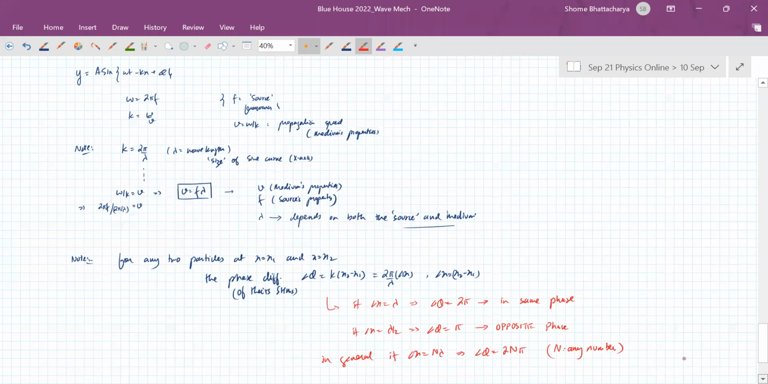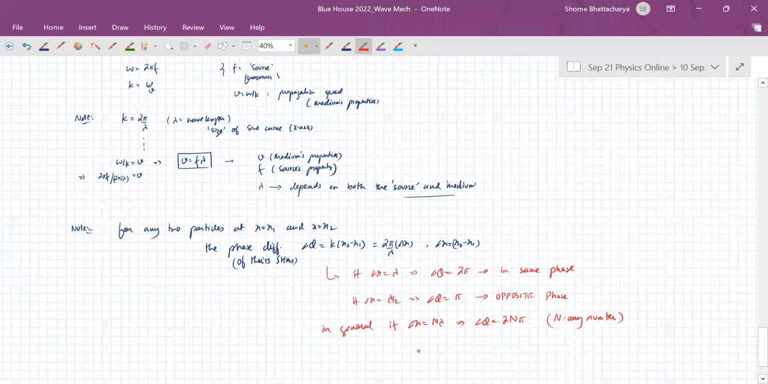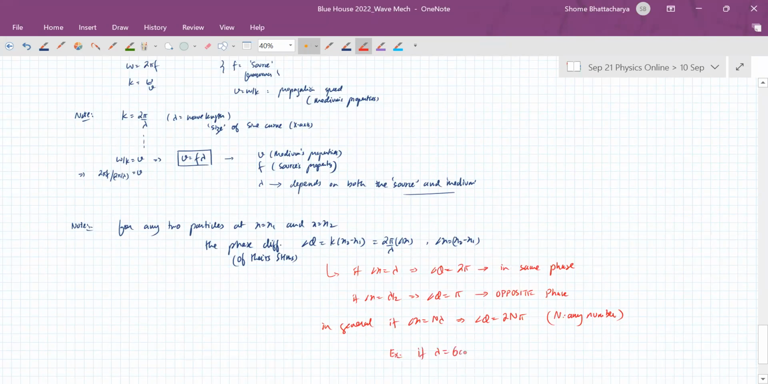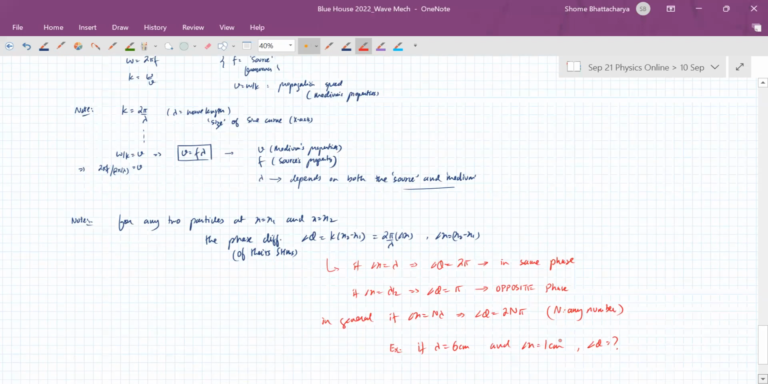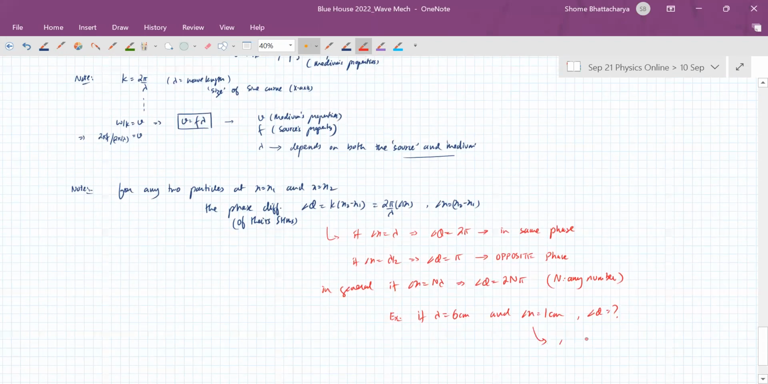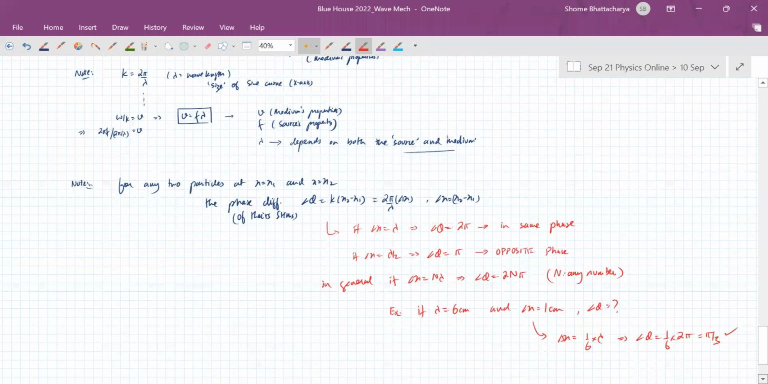So for example, if the wavelength is 6 centimeters and delta x is equal to 1 centimeter, then your phase difference is how much? You can see that in this case, delta x is equal to 1/6 of wavelength. So phase difference will become 1/6 of 2 pi. So it will be pi by 3. So we'll understand all these things with an example.